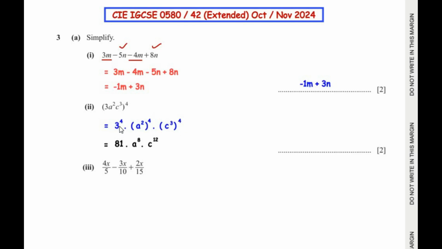Now 3 to the power of 4 gives us 81. Now again using the laws of indices, the powers of a will multiply together. So 2 times 4 gives us 8, and c to the power of 3 times 4 gives us 12. So this is our answer.